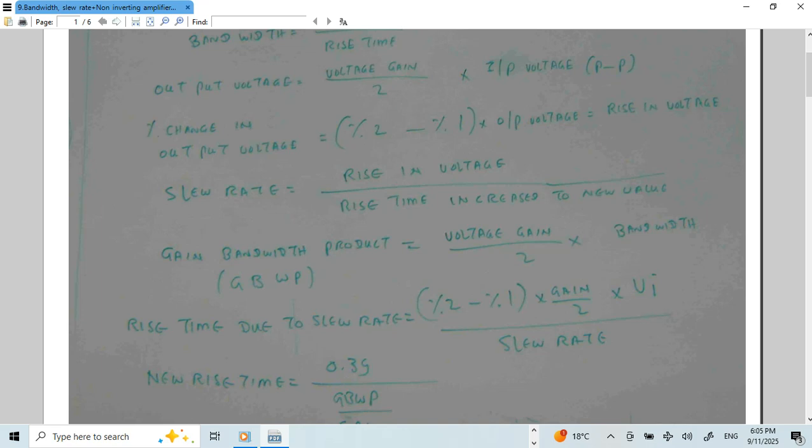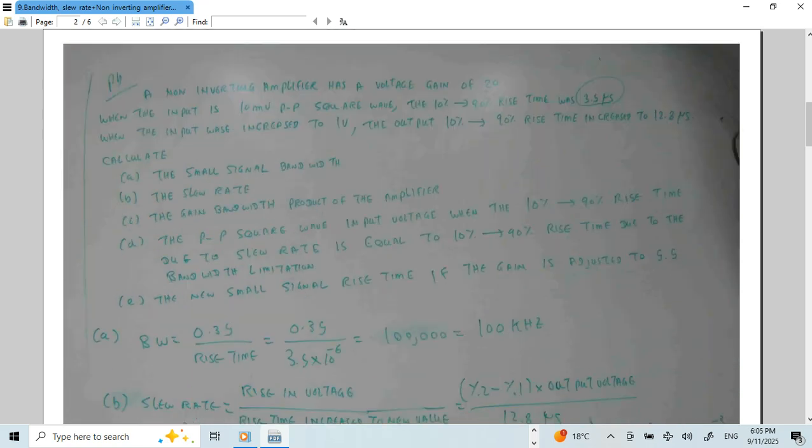In this problem, a non-inverting amplifier has a voltage gain of 20. The input voltage is 10 volts minimum peak to peak, a square wave. The 10% to 90% rise time is 3.5 microseconds. When the input voltage increases to 1 volt, the output goes from 10% to 90%, and the rise time also increases to 12.8 microseconds.